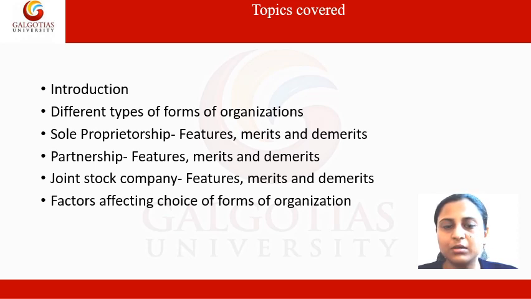Further, we will cover the features, merits and demerits of partnership, and after that we will cover the features, merits and demerits of joint stock company form of organization. And then at the end we will look at the factors which are looked at while deciding the choice of form of business organization.